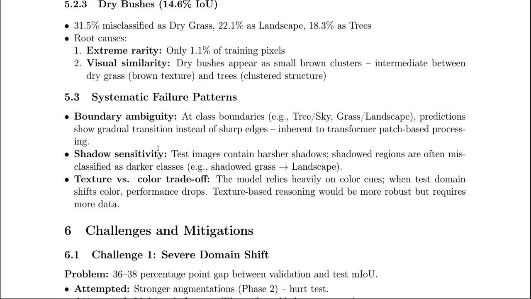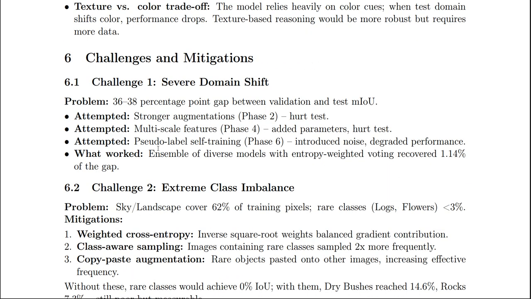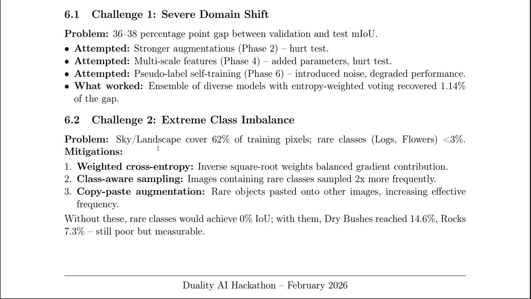Then we reach the challenges and mitigations. We have three challenges, and the first one is severe domain shift. We attempted stronger augmentation, multi-scale features, pseudo labeling, and an ensemble of diverse models, which recovered only 1.14% of the gap.